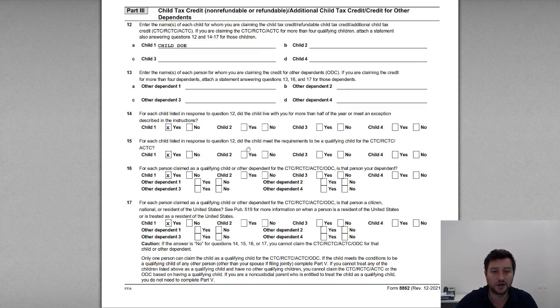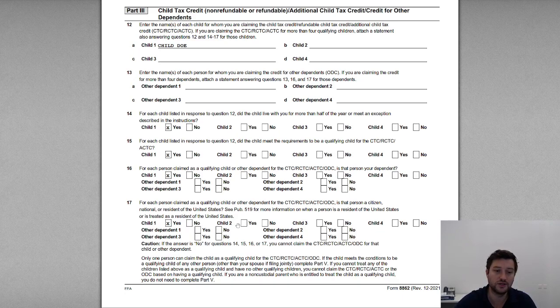Question 15, for each child listed in response to question 12, did the child meet the requirements to be a qualifying child for the CTC, right? So this is, again, go back to the child tax credit rules. Make sure you are meeting every single element, okay? Question 16, for each person claimed as a qualifying child, is that person your dependent? Again, go back to the rules, look at what it takes to be a dependent. I have a separate video on the child tax credit requirements. I'll put a link to that below so you can review that as well. I go into more depth there about who can claim the child tax credit.